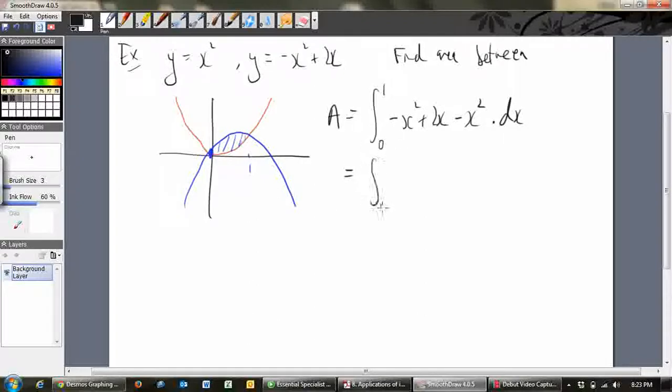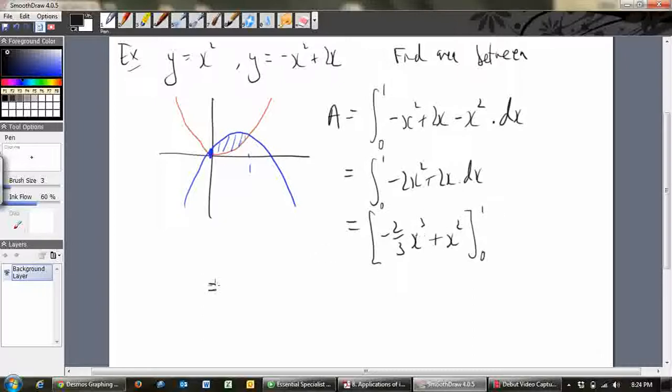Figure it out. So I'll just simplify: from 0 to 1 of negative 2x squared plus 2x dx, which is equal to, that goes up to 3, divide by 3, so negative 2/3 x cubed plus x squared between 1 and 0. And we're going to get a negative answer. No, I don't think we are actually.